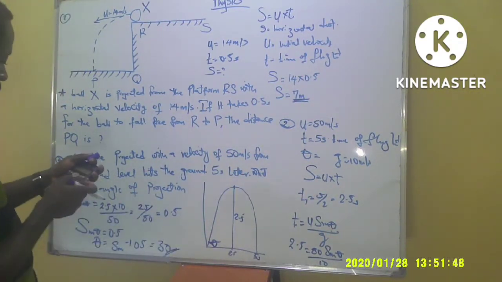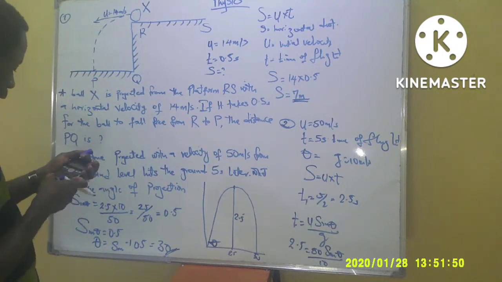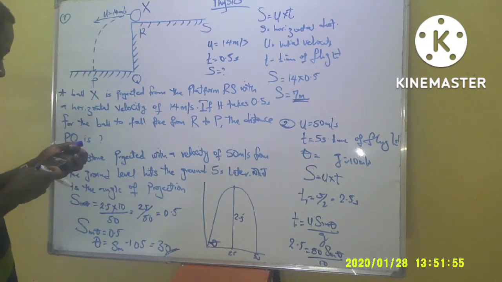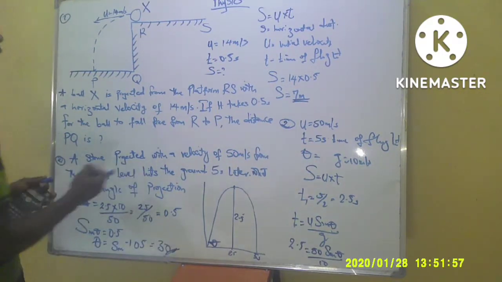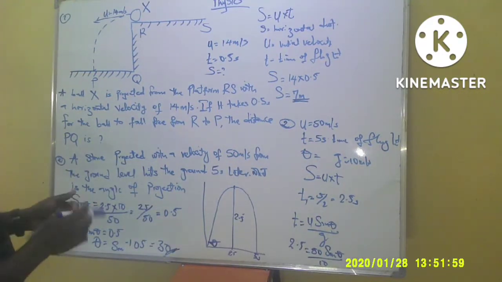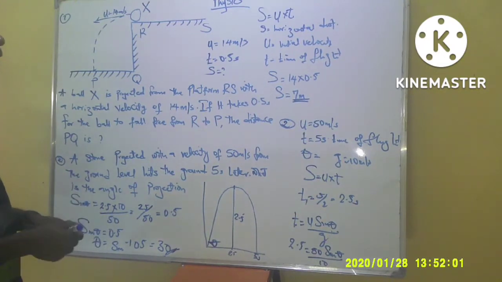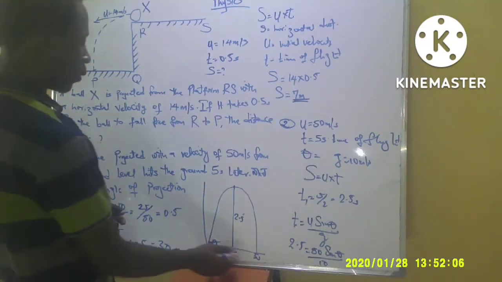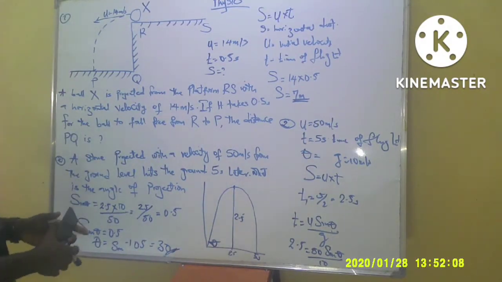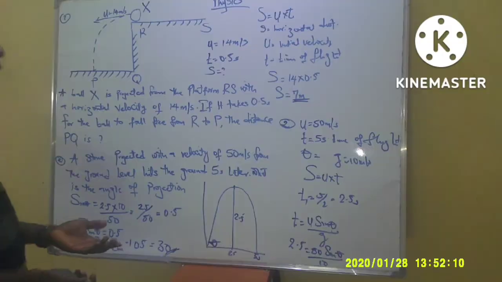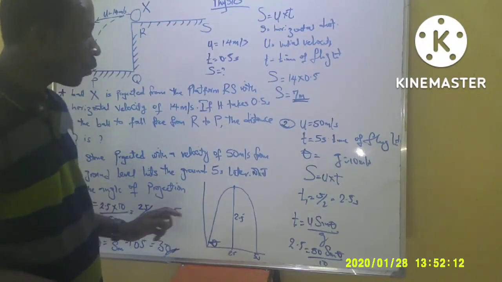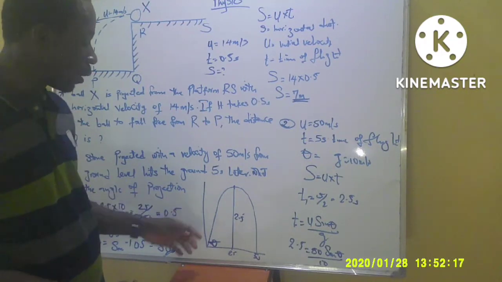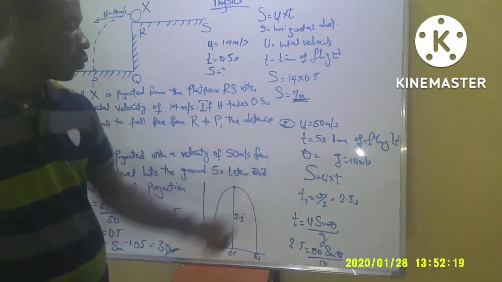Let's confirm it. Shift sine 0.5 gives us 30 degrees. So the angle of projection is 30 degrees. It's possible they might ask, what is the range of this question? If they ask what the range is, the range is going to be S, which is u times t.